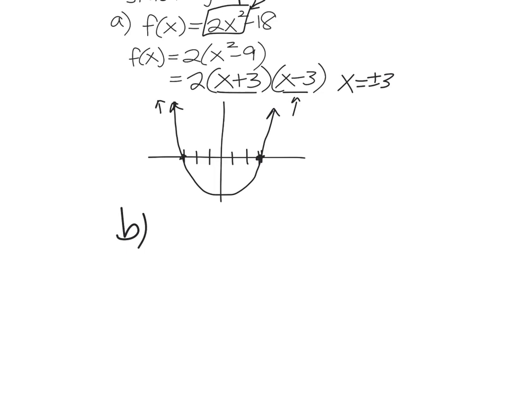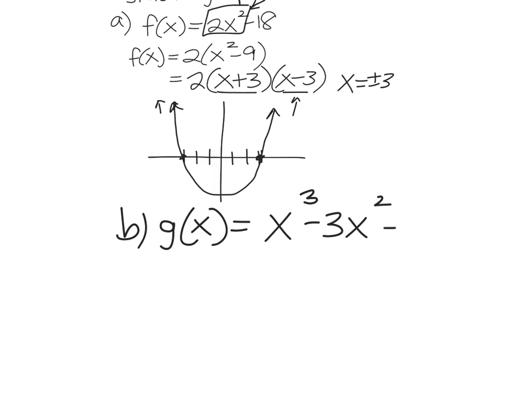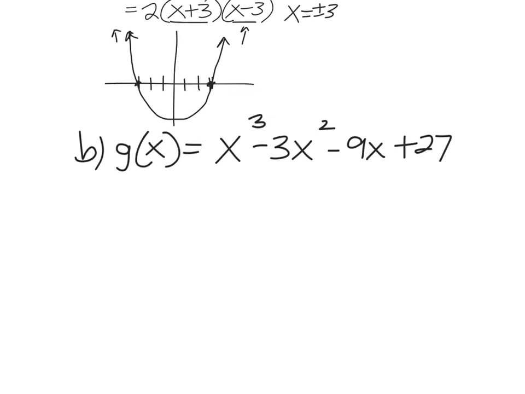Next one. 2 more. Let's say g of x now is equal to x to the third minus 3x squared minus 9x plus 27. They're all going to be factorable right now. A lot of times polynomials aren't factorable, but these are. Do you remember how to factor this when you have 4 terms? Yeah, grouping. You got to split it up.